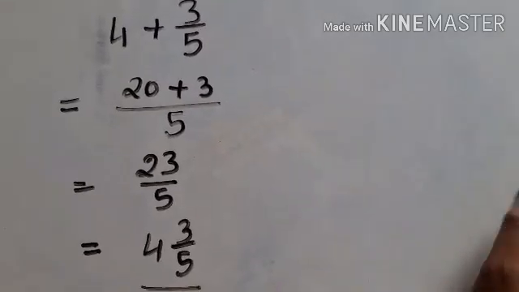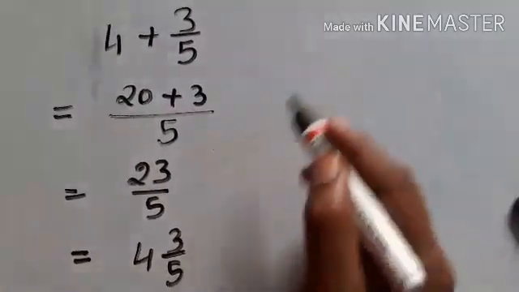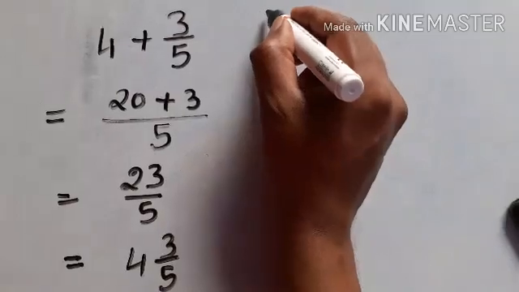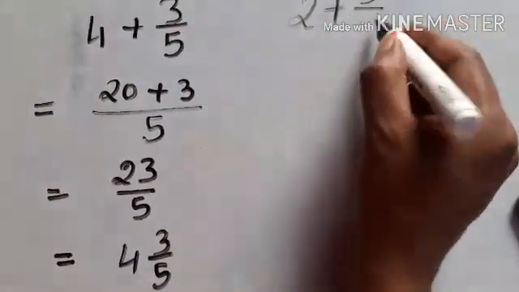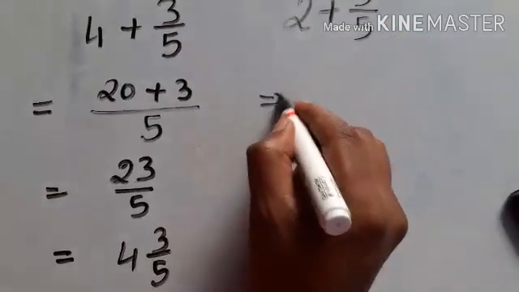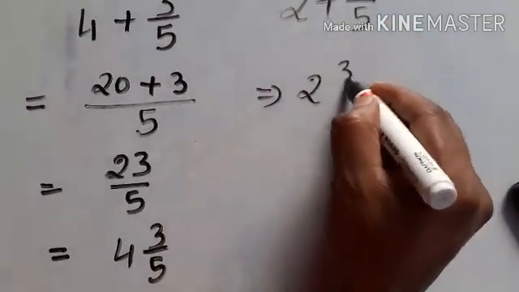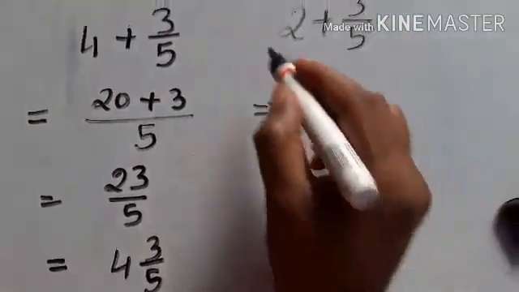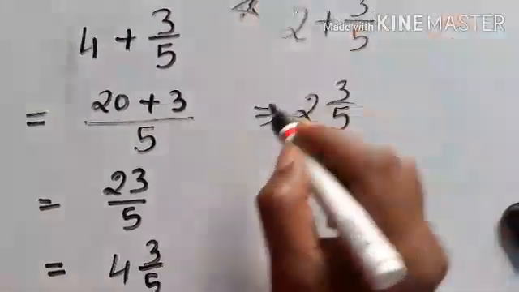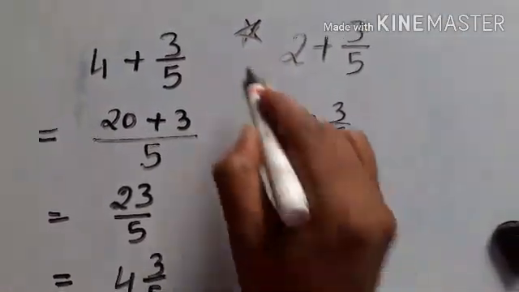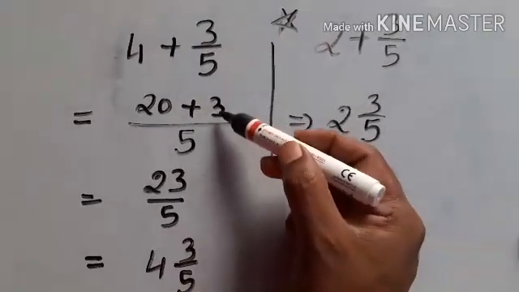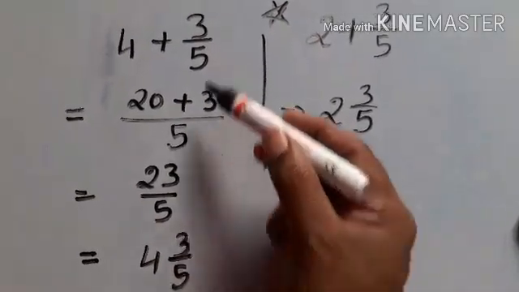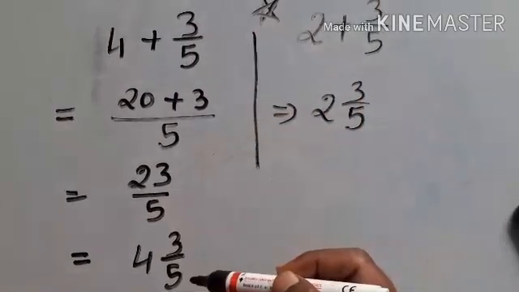So the shortcut of this addition may be, I will take another example. Suppose that 2 plus 3 upon 5. So we can directly write the answer 2 whole 3 upon 5. Here is your shortcut of this addition. Got my point? So while doing these many steps, you can write the answer directly.